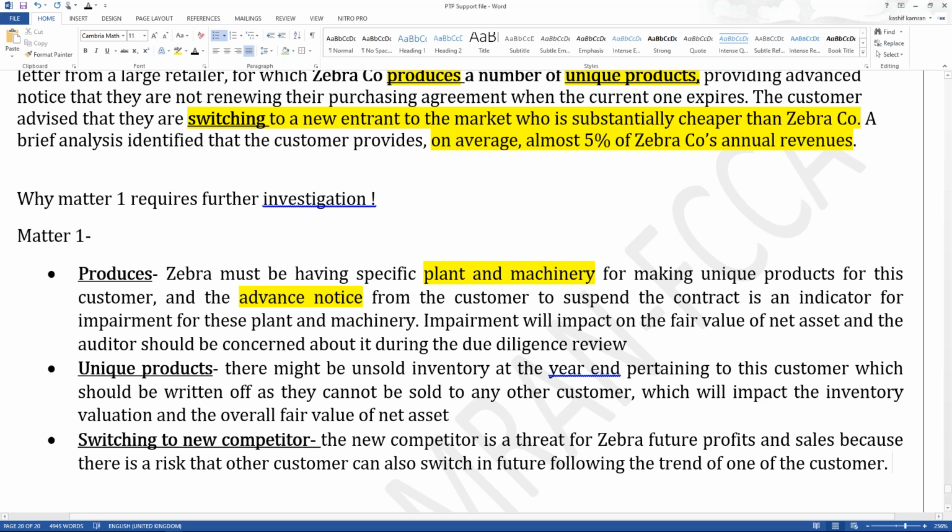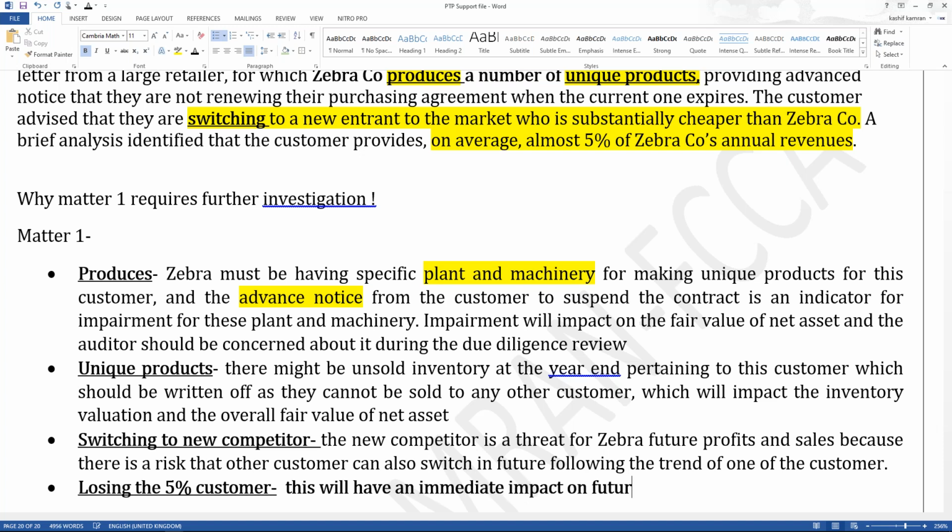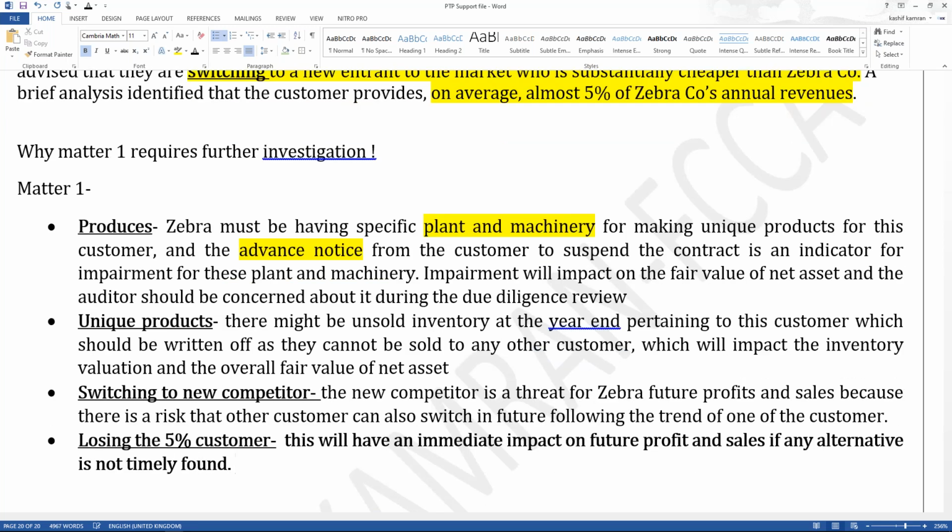And if you are losing this customer, which is 5%, losing the 5% customer who is contributing 5% to your sales, will you have an immediate impact? This will have an immediate impact on future profits and sales if any alternative is not timely found. So there are so many matters you can explain under the first matter, but how many marks do we have for the first matter? 3. So the maximum we need to explain under matter 1 is 2 why answers. Any 2 why answers out of the 4 I wrote. But this is just a rough idea of how you can go about it.